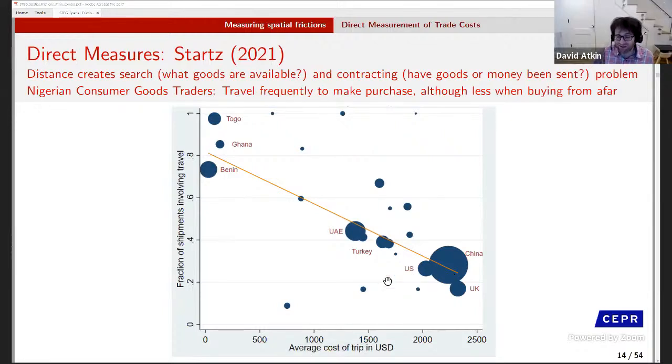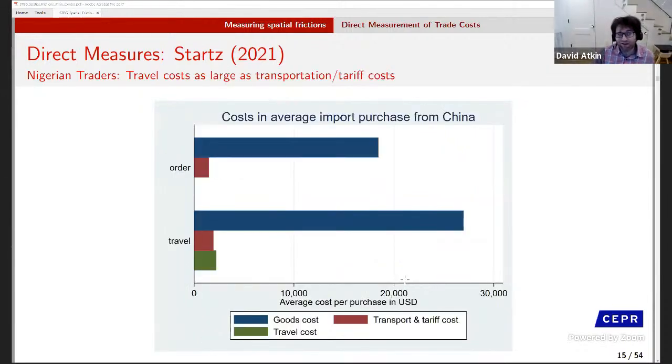But the thing that's surprising here, at least compared to my priors, is just how many people are going. Even about 30% of transactions from China, there's a trip by the trader to China associated with it. And these trips are expensive. Compared to the transportation or tariff costs on one of these trips where they actually travel rather than just order directly, the travel costs actually are more than the transportation and tariff costs. And so we worry a lot about how big are these tariffs, how much does it cost to move goods in trucks. We worry much less about how much does it cost for a trader and how easy is it for a trader to fly to China, spend a few days there and come back.